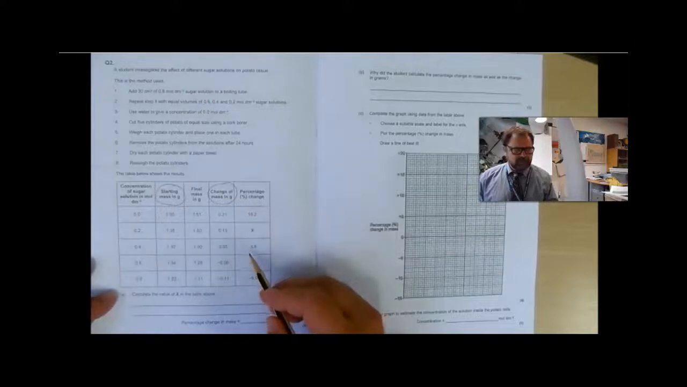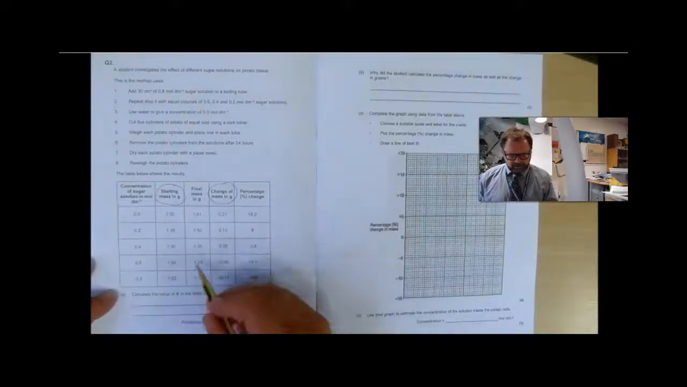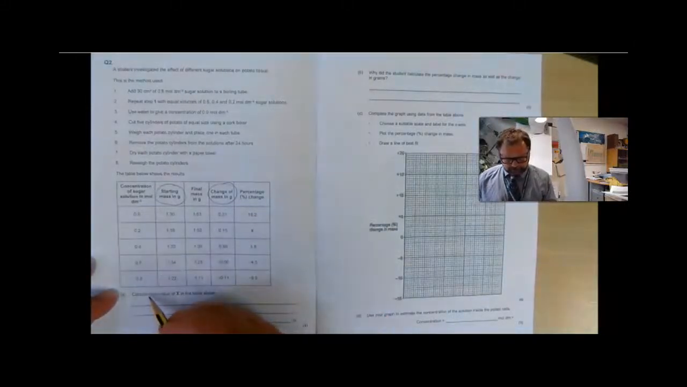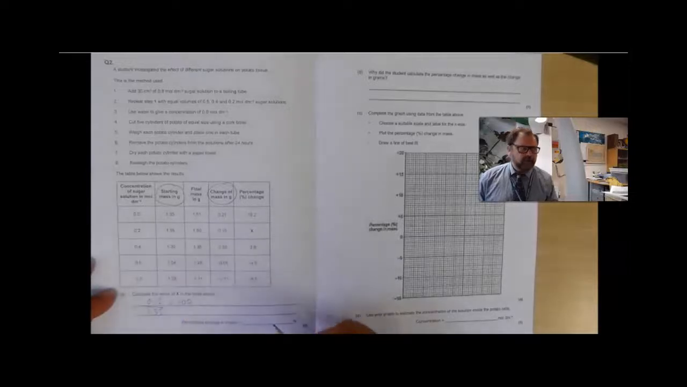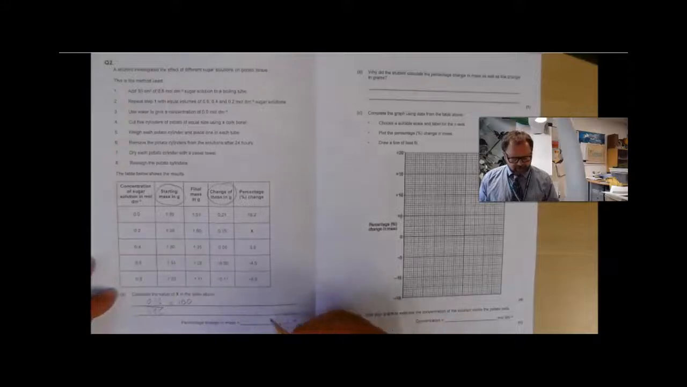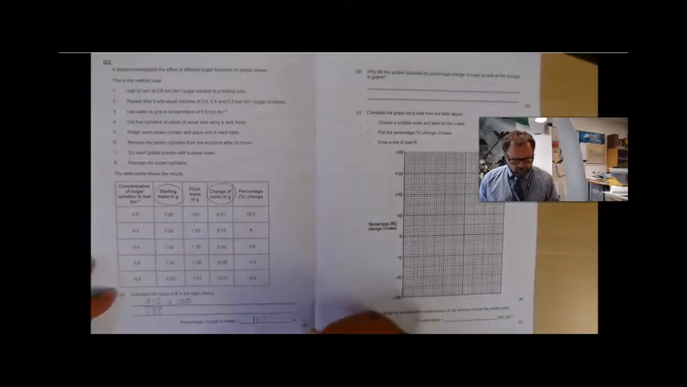So the maths I need to do to answer this question is the change in mass, which is 0.15, divided by how much its mass was at the start, and then you'll recall from your maths lessons we multiply that by 100 to turn it into a percentage. The correct answer is 11.1%.